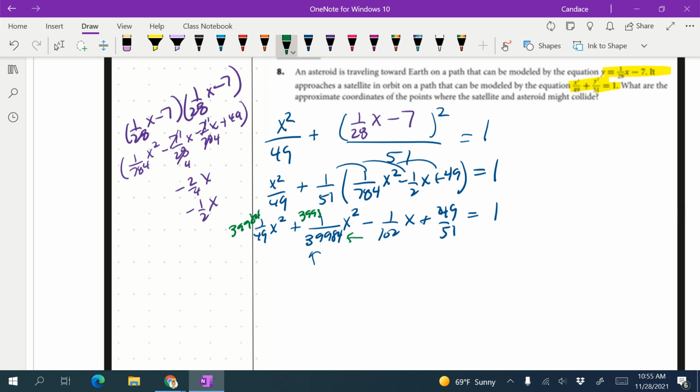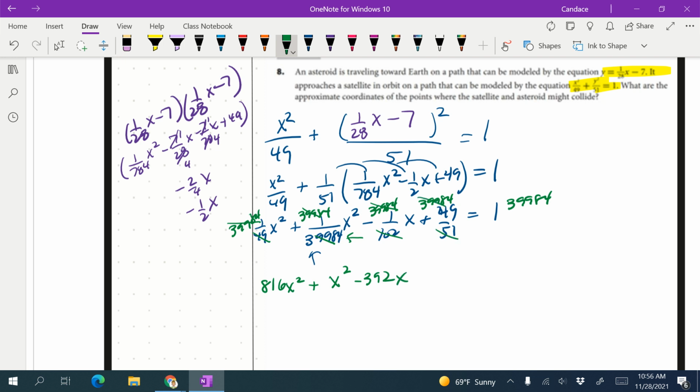39984, and when I do this, I have to do every single term. So 39984 divided by 49 ends up being 816x squared. I'm sorry, it's not 817, it's 816. I was looking at my answers wrong. And then I have plus x squared. 102 goes in there. I need to divide that out. 39984 divided by 102 is 392. So it's negative 392x.